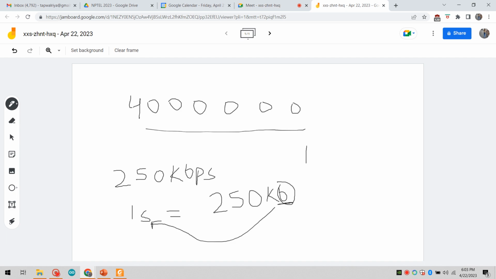So 1 bit of data can be sent in 1 divided by 250k. K means 1000, right? So you can replace this k with 1000. So in order to send 1 bit of data, you require 1 by 250,000 seconds.